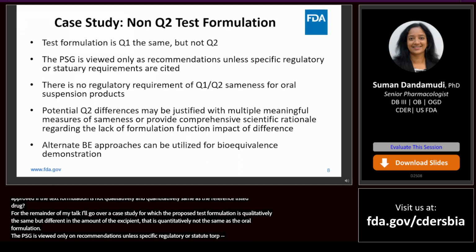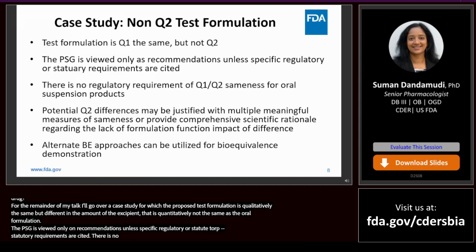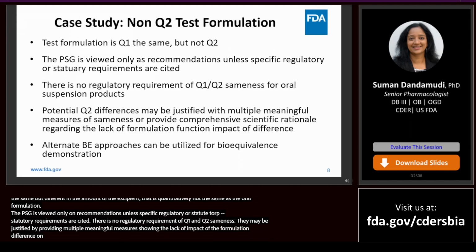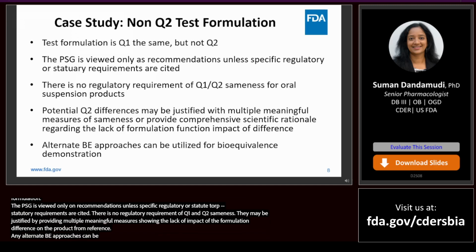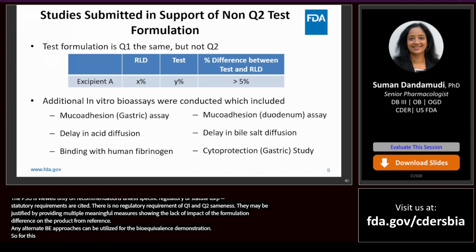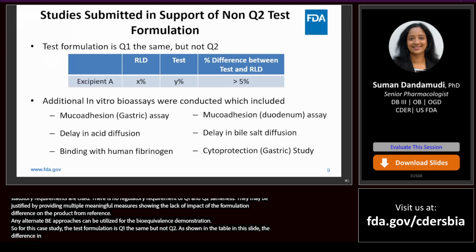Therefore, potential Q2 differences may be justified by providing comprehensive scientific rationale with multiple meaningful measures showing the lack of impact of the formulation difference on the product performance. Any alternate BE approaches can be utilized for the bioequivalence demonstration. So for this case study, the test formulation is Q1 the same but not Q2. As shown in the table in this slide, the difference in the amount of excipient A between the test and reference formulations is greater than 5%.